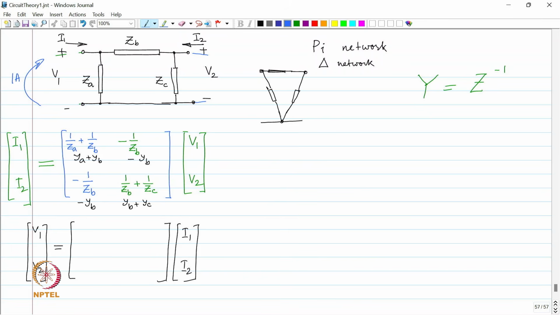Open circuit port 2, what happens? ZB and ZC are now in series with each other, right, and together they are in parallel with ZA. So, the potential V1 is going to be ZA in parallel with ZB plus ZC.